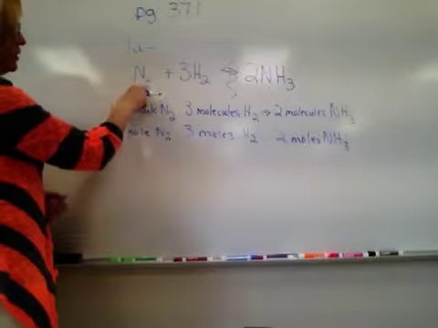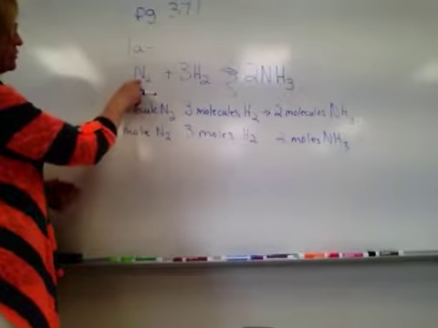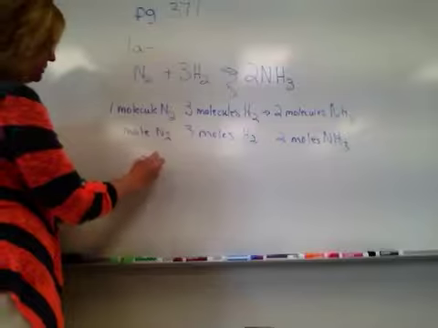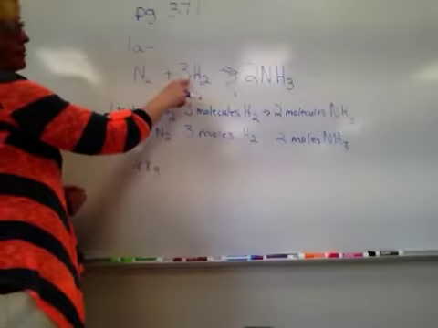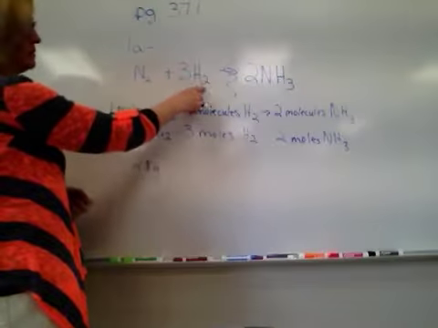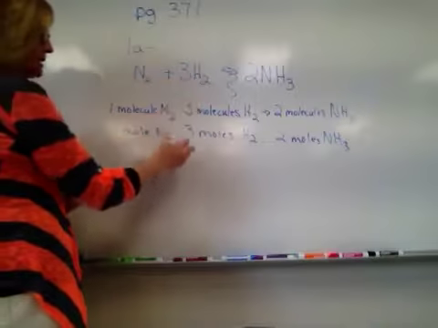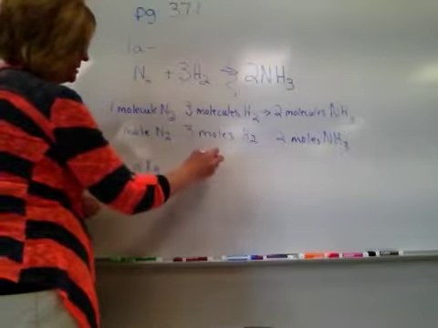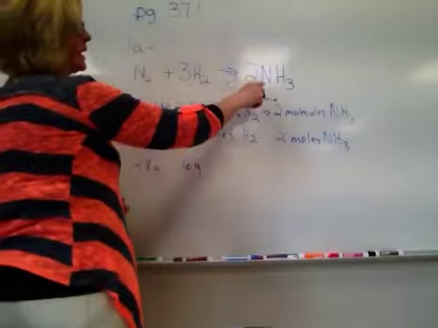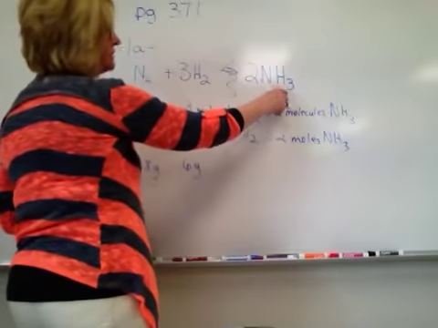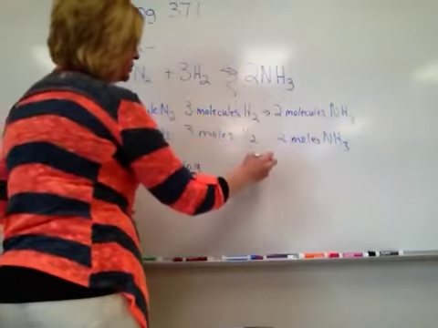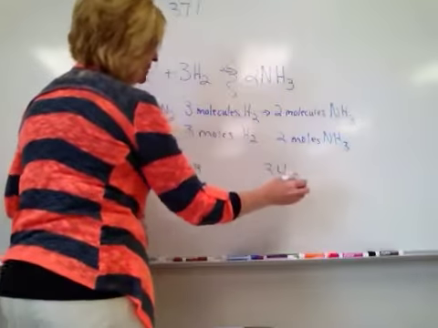So if I have 1 mole of N2, the mass of nitrogen is 14. 14 times 2 gives me 28 grams. I have 3 moles of H2. Hydrogen's mass is 1. 1 times 2 is 2. 2 times 3 is 6. So I have 6 grams of H2. On the other side, I have 14, 15, 16, 17 times 2 should give me 34 grams.